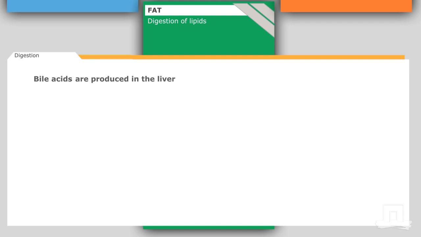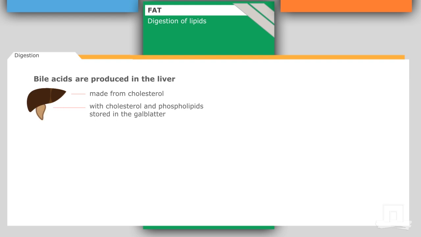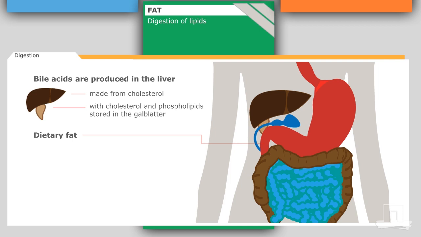Now, these bile acids, they're produced in the liver from cholesterol, and they're stored together with cholesterol and phospholipids in the gallbladder. Now, when dietary fat enters into the small intestine, it causes the secretion of a hormone called cholecystokinin, or CCK. And this hormone triggers the gallbladder to contract and release its content into the duodenum.